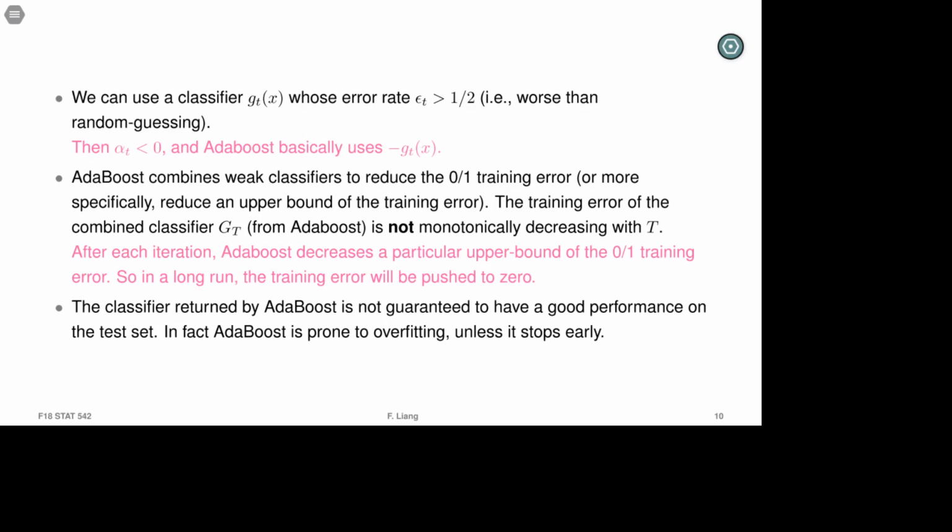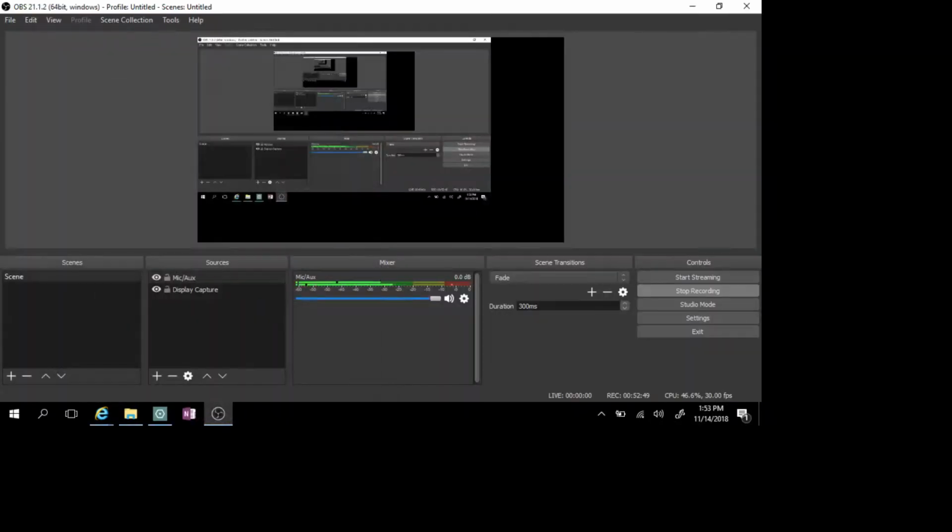And the last comment is that the classifier returned by AdaBoost is definitely not guaranteed to have good performance on the test data, because all we showed so far is that the training error is going to 0. It is definitely prone to overfitting. And we have to do something like regularization or early stopping to make the output perform well on the test data. Okay, good.